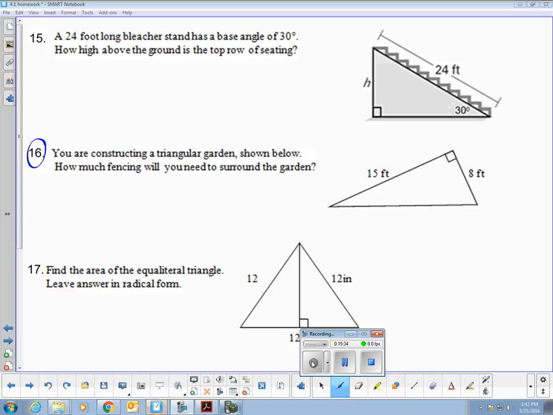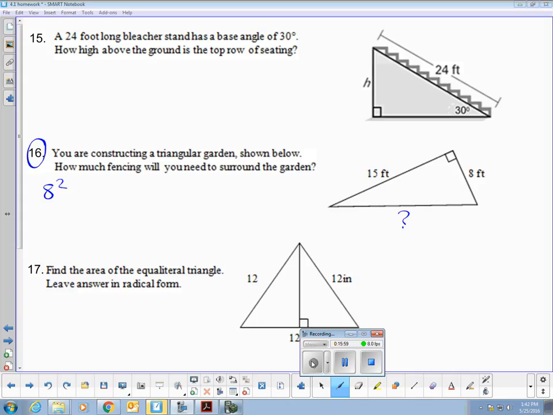We need to determine how much fencing. So in order to do that, I need to find the missing side length so that I can find the perimeter of the triangle to determine the amount of fencing that I need. So I notice I have a right triangle, and in a right triangle, if I know two sides, I can determine the third side by using the Pythagorean theorem.